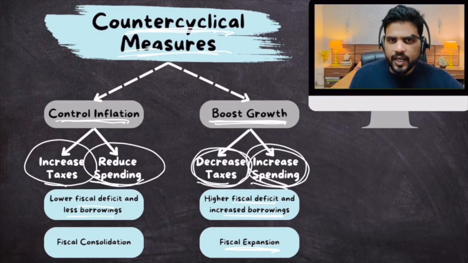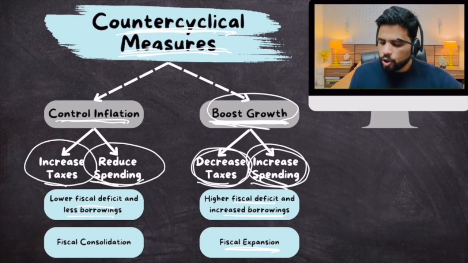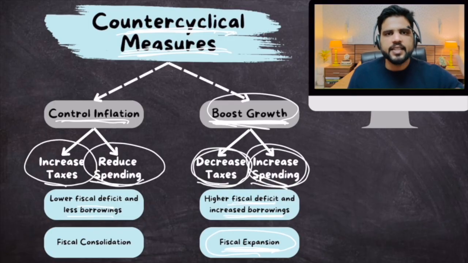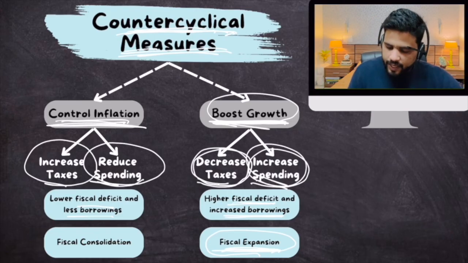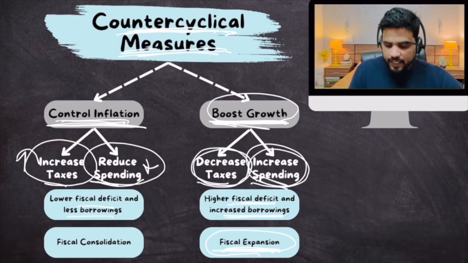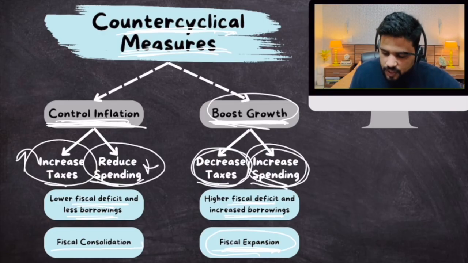So John Maynard Keynes says that counter-cyclical measures have two purposes. One, to boost growth. To boost growth, you have to increase your fiscal deficit and increase borrowing. This policy is known as fiscal expansion. Increase in fiscal deficit is known as fiscal expansion. And when during a boom phase or a normal phase, there is high inflation, increase your taxes, reduce your spending. This would have an added advantage of lowering your fiscal deficit and borrowings. Plus, it would lower inflation also because it lowers aggregate demand. This policy is known as fiscal consolidation.